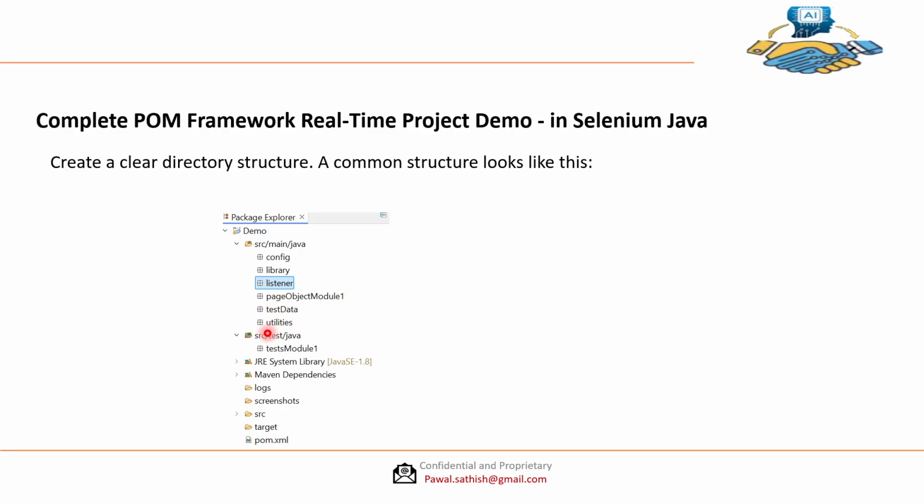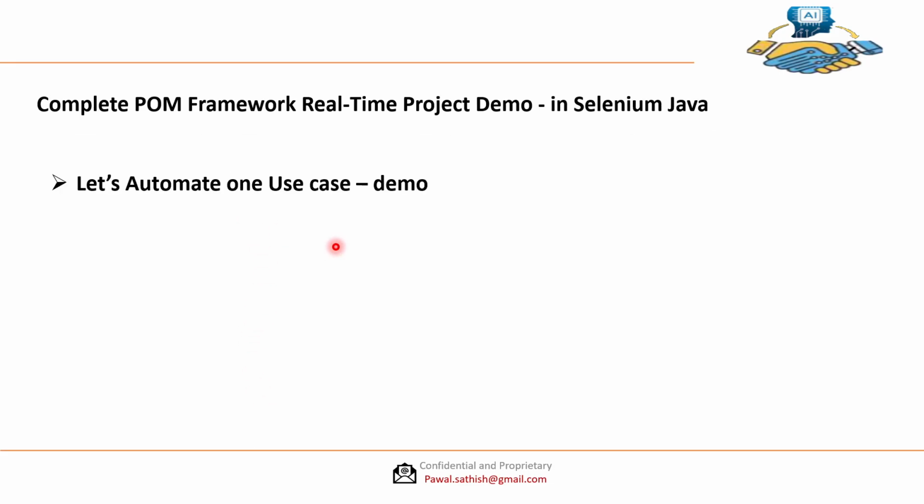Then test data and utilities, under source test Java, we are going to create the test methods or test models. And we have a pom.xml where we are going to add all the dependencies. If we are going to add screenshots or logs, we will add respective folders. So now we'll automate one use case.